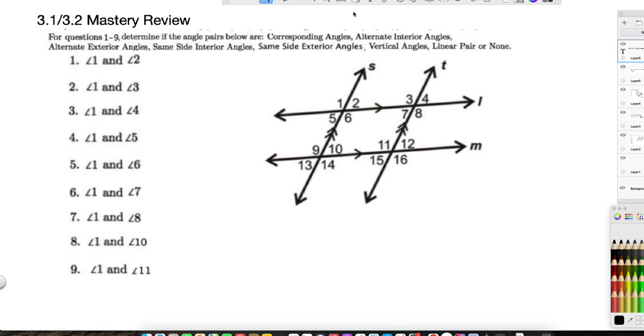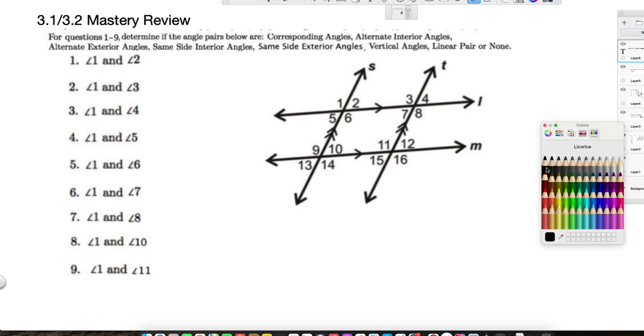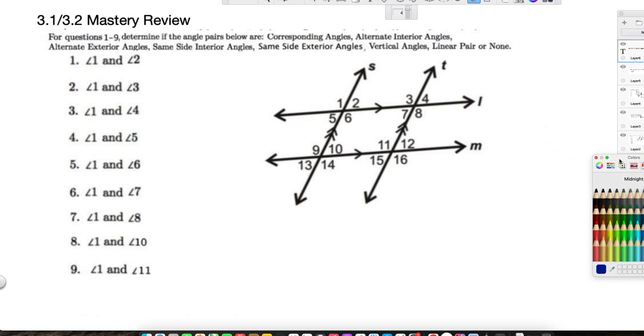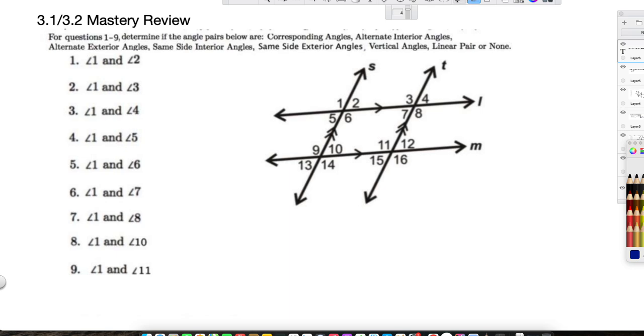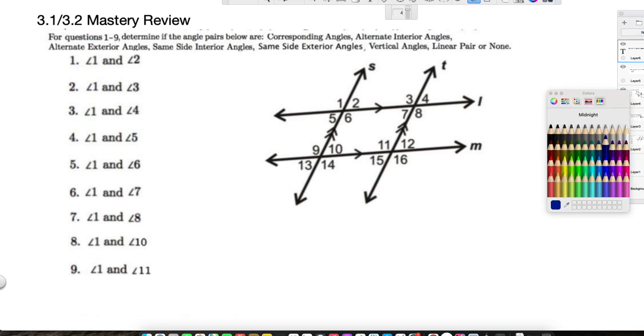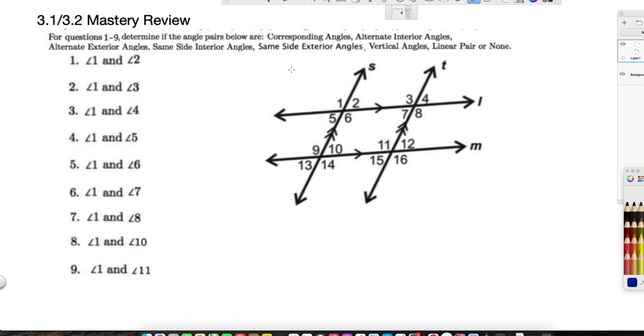Mr. Mack here. I'm going to go over the second part here, the master review. This one's on the 3.1, 3.2 section on parallel lines and properties. So I want you guys to know the vocabulary here for this section. And I'll give you a word bank, and we're going to see if we can match these pairs here.